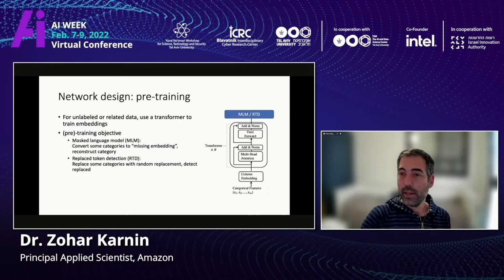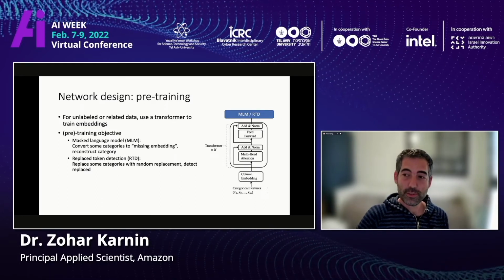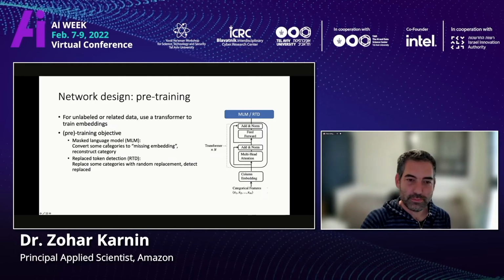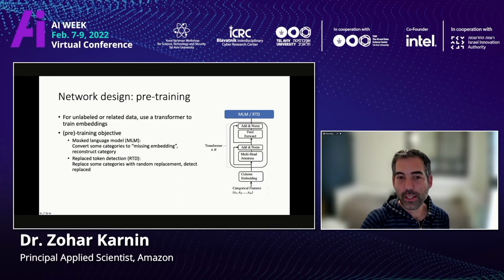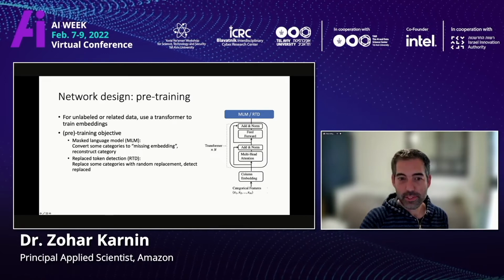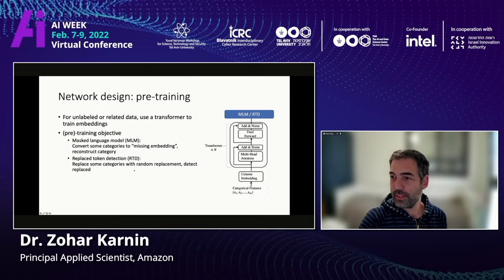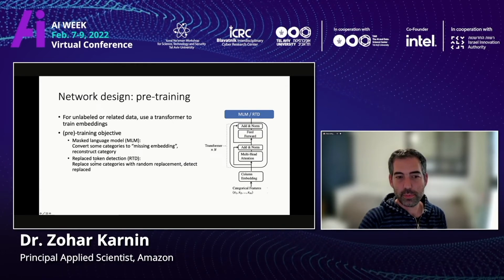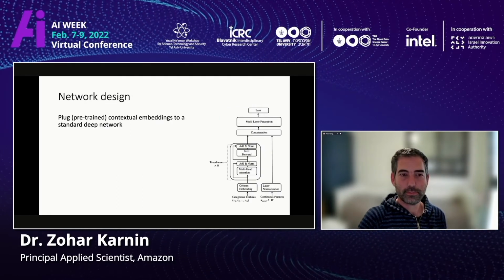Okay. Now, that's one component. What do you do with it? If you have more data, not just your data, you have unlabeled, related data, then we borrowed, again, from NLP. There's masked language model. Basically, you train in a self-supervised way. You erase some categories and try to reconstruct them. That's MLM, masked language model. Or you replace values with random other values and try to detect which category was replaced with a random one. This is replaced token detection. And the embeddings you get are a good head start, right?